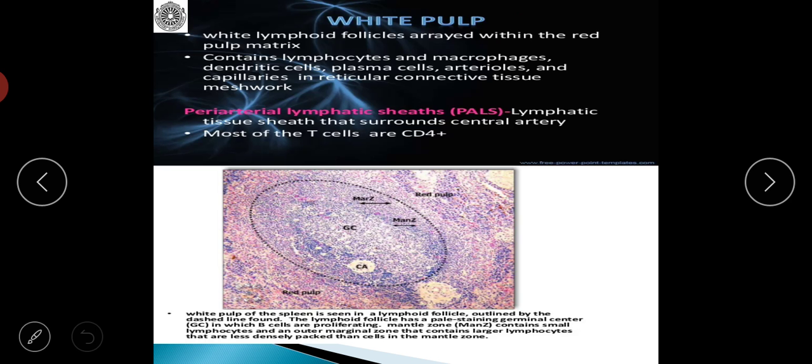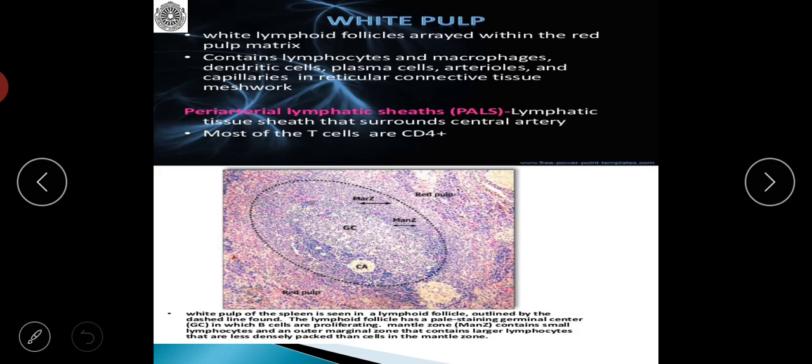Coming to the white pulp. The white lymphoid follicles are arrayed within the red pulp matrix. It contains lymphocytes and macrophages, dendritic cells, plasma cells, arterioles, and capillaries in a reticular connective tissue network or meshwork.